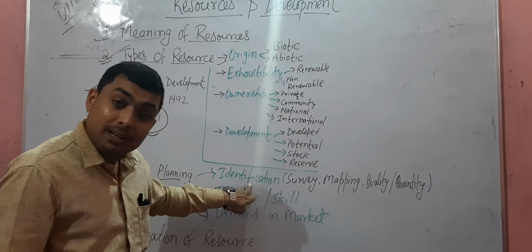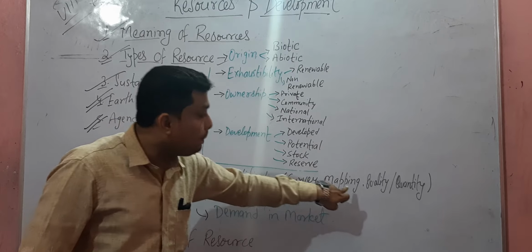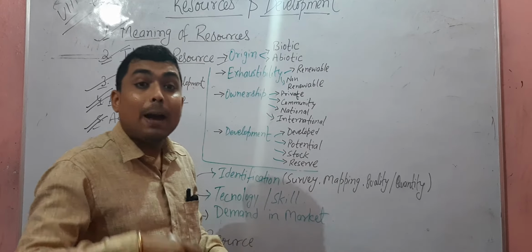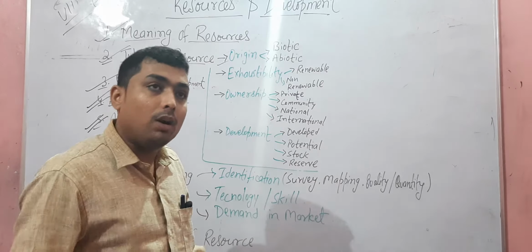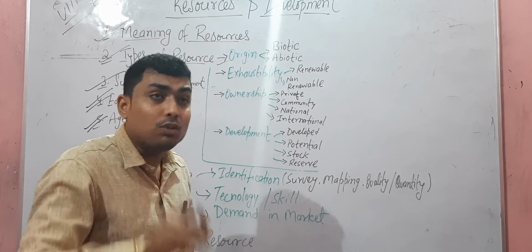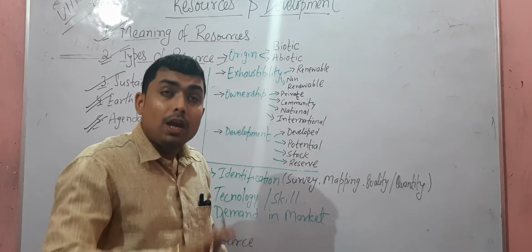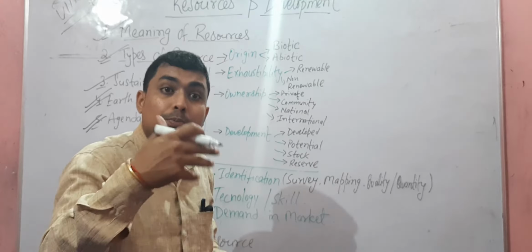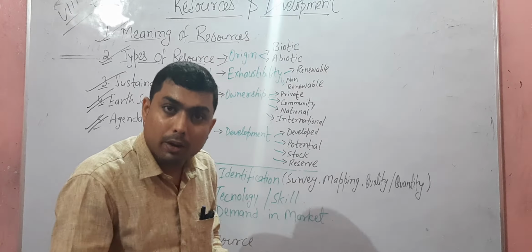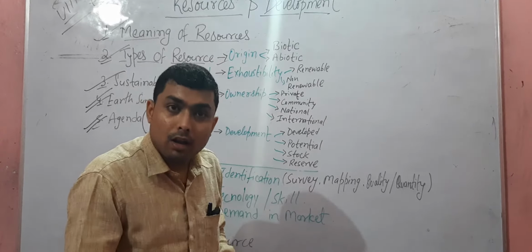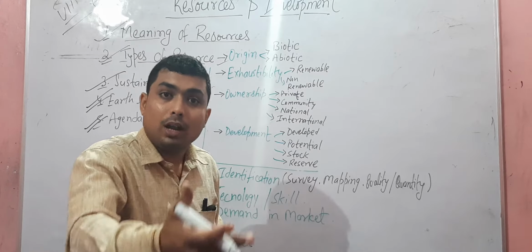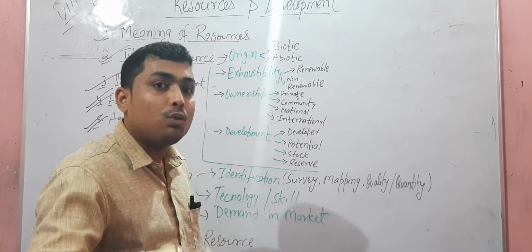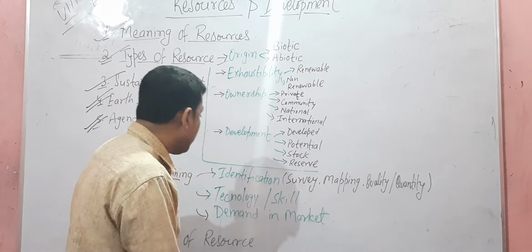Now, identification includes survey, mapping, and checking its quality and quantity. We have to check its quality. Suppose in your home, if you have to eat that puri, and your flour or maida has gone bad, has dust on it, or has worms in it, then your mama is not going to cook with that dough, with that flour. So we have to check the quality as well as the quantity.